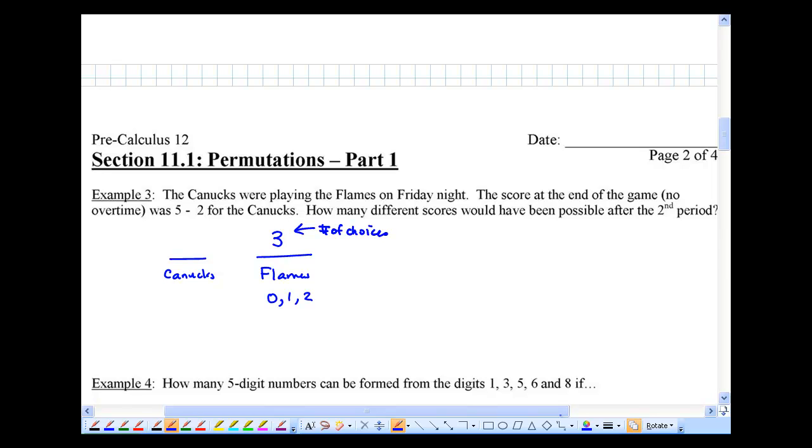How about the Canucks? Well, I guess they could have got 0 and scored 5 goals in the third period. Highly unlikely, but possible. I guess they could have had 1, 2, 3, 4, or 5. So in this case, 6 ways, right? 6 choices. Well, we've listed them individually. What does the fundamental counting principle say? Yeah, let's multiply them. So there are probably 18 different possible scores.